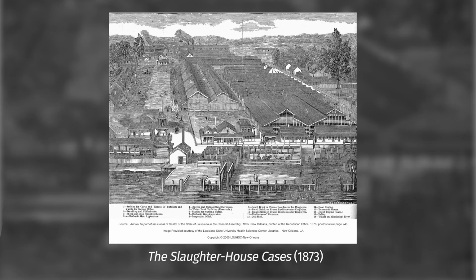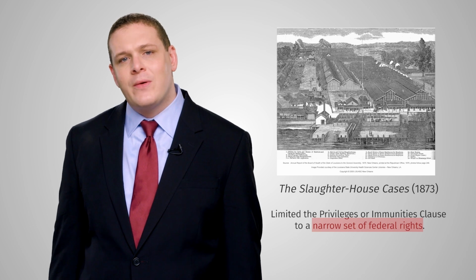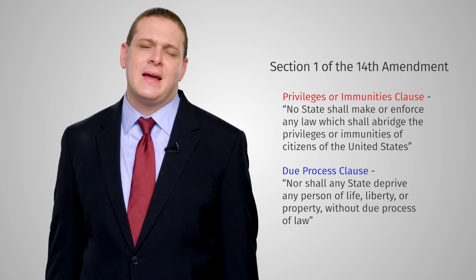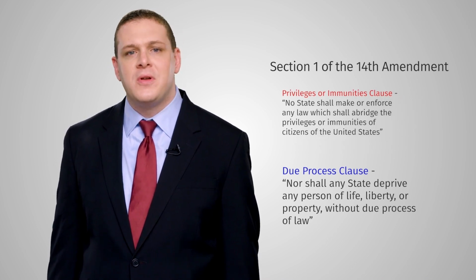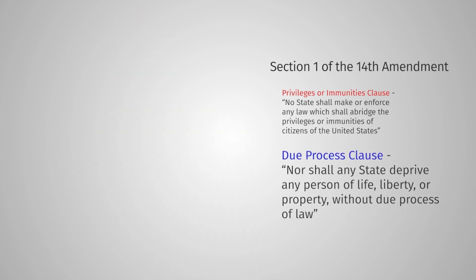Likewise, Myra Bradwell argued that the 14th Amendment protected her right to practice law as an attorney in the courts. However, the Slaughterhouse Cases, 1873, rejected those arguments. In a 5-4 decision, the court limited the Privileges or Immunities Clause to a narrow set of federal rights. As the 19th century drew to a close, the Supreme Court began to compensate for the weakened Privileges or Immunities Clause by expanding the scope of the Due Process Clause.